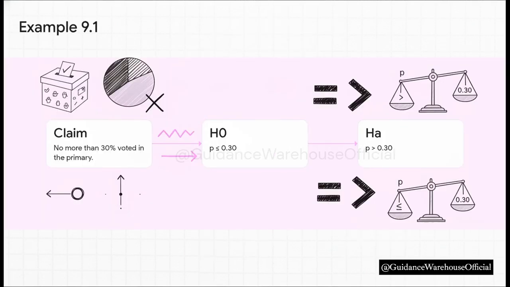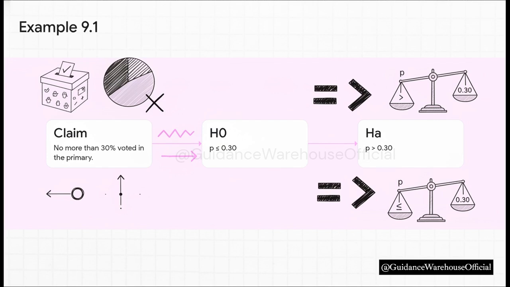Let's make this a whole lot easier with a real-world example. Suppose we read a claim. No more than 30% of the registered voters in Santa Clara County voted in the primary election. Okay? Step 1 is translating the English. No more than 30% literally translates to less than or equal to 0.30.